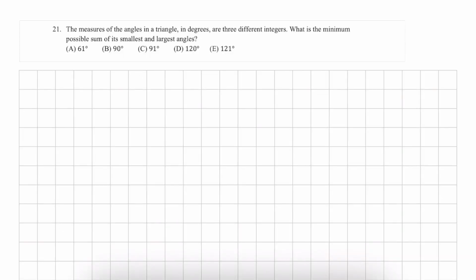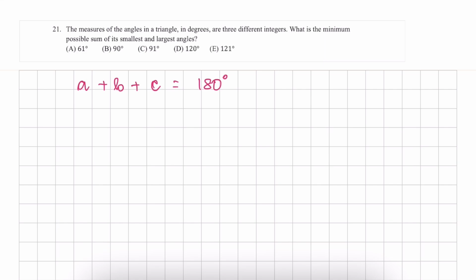Okay, we are solving question 21 from the Kangaroo 2017 grade 7 exam. The question says the measures of the angles in a triangle, in degrees, are three different integers, which is true, right? The only thing from the first sentence is that if the angles are A, B, C, they need to follow the angle sum property, which means they should add up to 180 degrees. What is the minimum possible sum of its smallest and the largest angle?